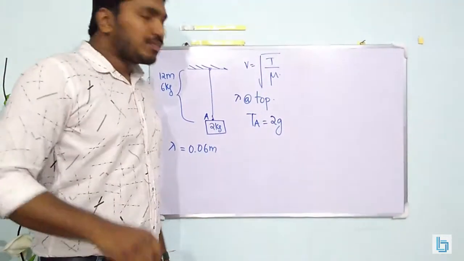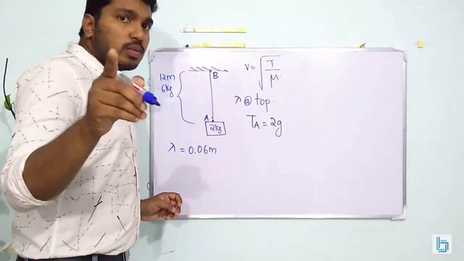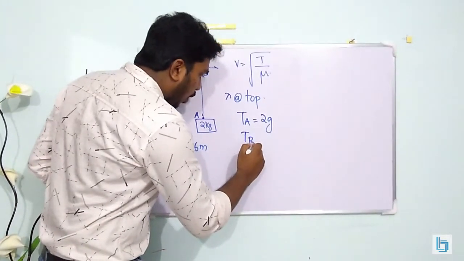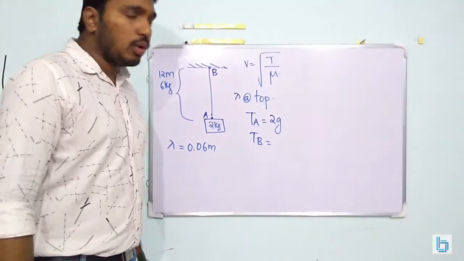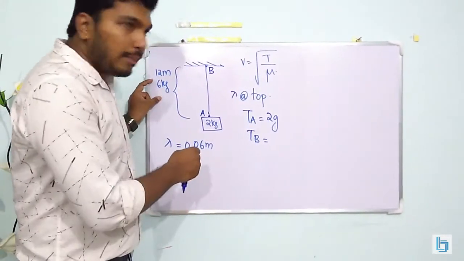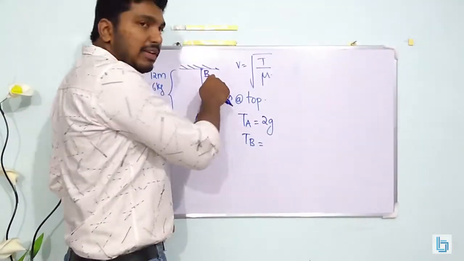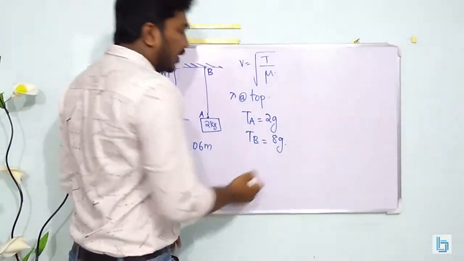Similarly, the tension at the point B, the point where the rope is hung, is due to the mass of the rope and the mass of the 2 kg block. Therefore, what will be the total mass? The mass of the rope is 6 kg and the mass of the block is 2 kg. So the tension at the point B, due to both the masses, will be equal to 8g.